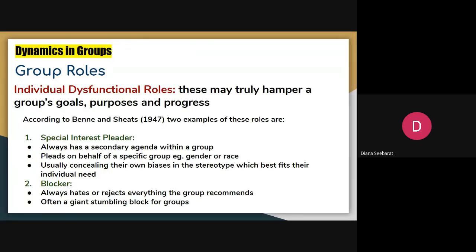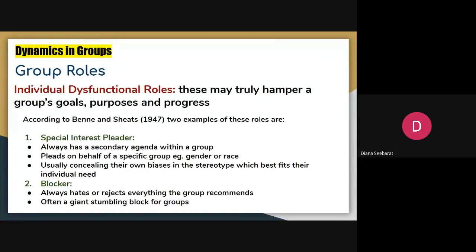So if they have an ulterior motive for the group, if they just wanted it to fail, they would always bring up negative aspects of the group and make people divide. The second type is the blocker, and this person always hates or rejects everything the group recommends and is often a giant stumbling block for groups.